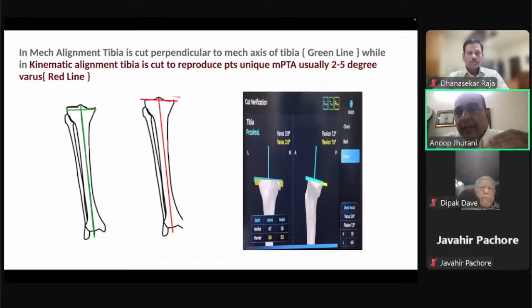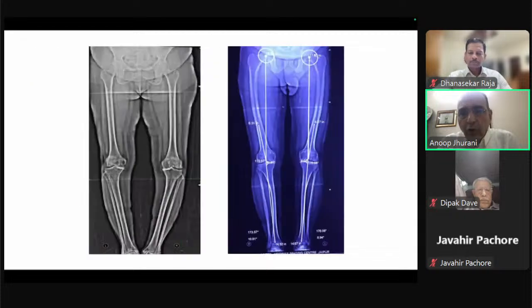And not like mechanical alignment, where you will cut 8 and 0 or 1 millimeter from the medial side because you're aiming for perpendicular to the mechanical axis. Here you want to reproduce the normal varus of the tibial joint line by cutting equal from the tibial spine. So you cut 8 and 8 millimeters from the tibial spine. I'll just describe that in more detail.